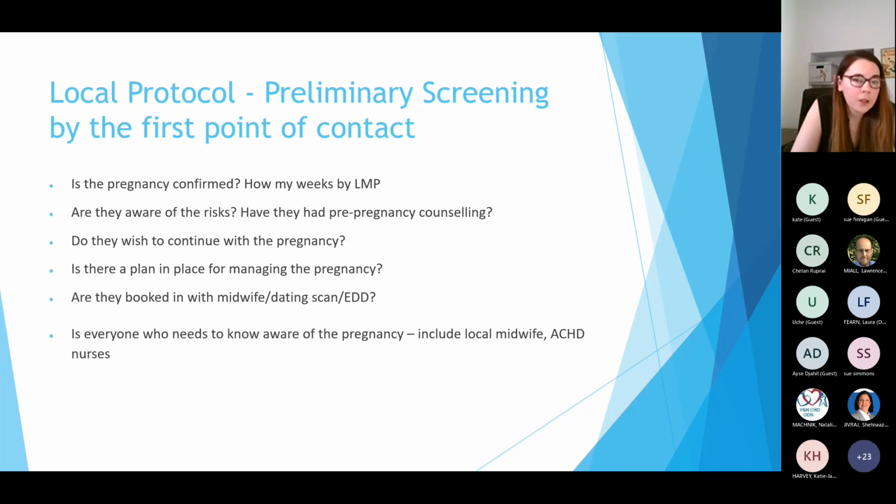As with all patients, an estimated delivery date will be calculated. They should be booked with a local midwife and a dating scan organised locally. We obviously need to make sure that everyone who needs to know is aware of this pregnancy, both locally and in the LGI, and all the patients have the contact details for our ACHD specialist nurses, which is always documented at the top of our headed clinic letters as well.